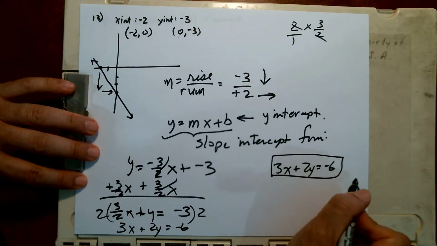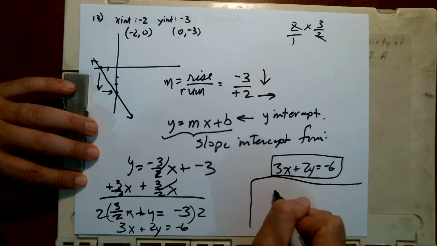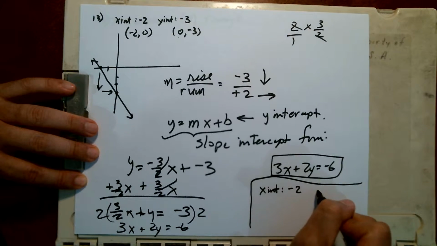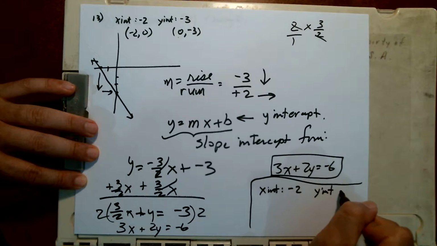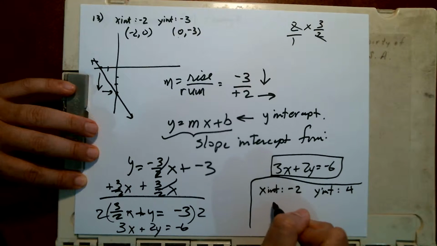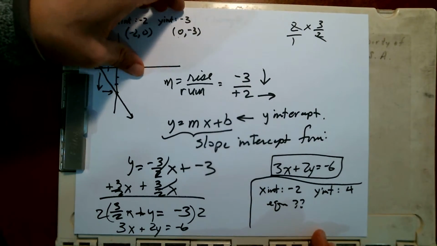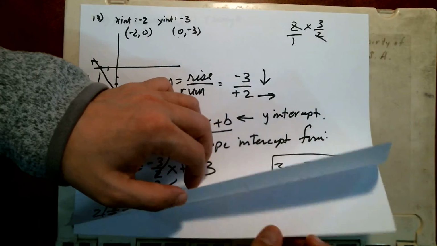If I give you a problem something like this, x-intercept is negative 2 and y-intercept is 4. Find the equation in standard form. Okay? Let's do a couple more.